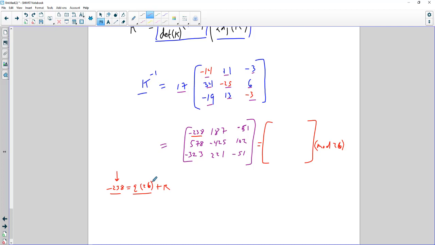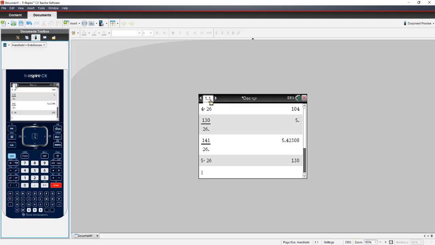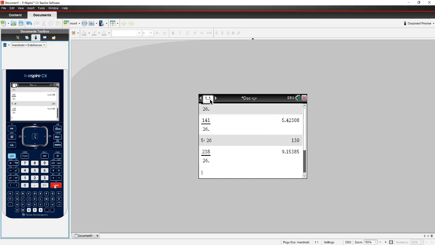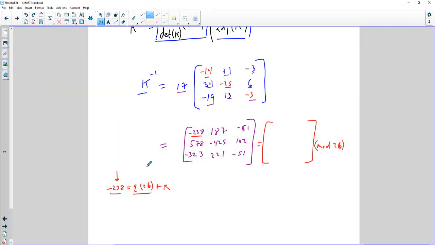If I divide 238 by 26, let's get the calculator. It gives me this. So I know if I multiply 9 by 26, it's going to be less than 238. So I'm going to round up. It's going to be 10 times 26, that's going to be 260, right? So I got negative 238 is equal to, if I round it up to 10, negative 10 times 26. That's what I'm looking for, making it more negative. So what I'll have here is negative 260 plus some positive remainder, which is what I'm after.